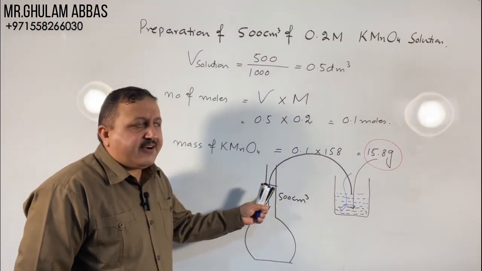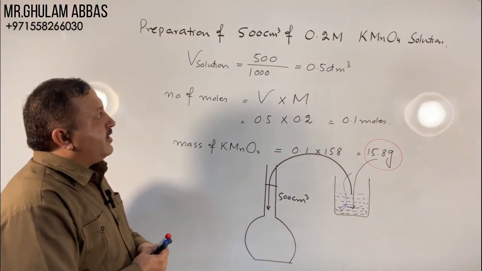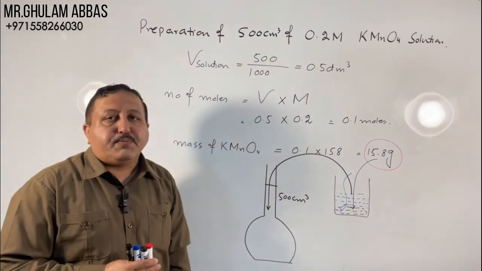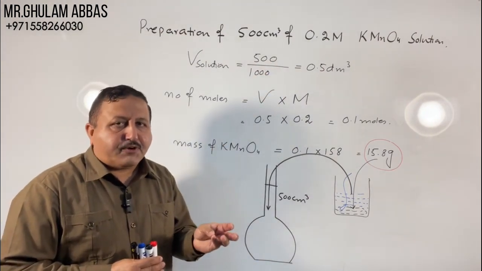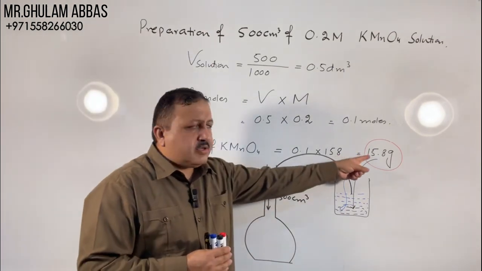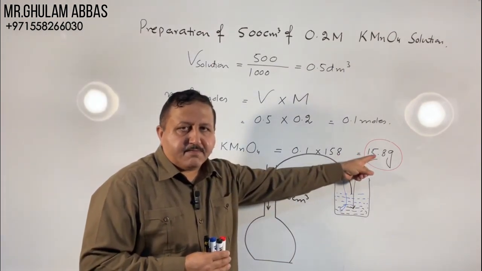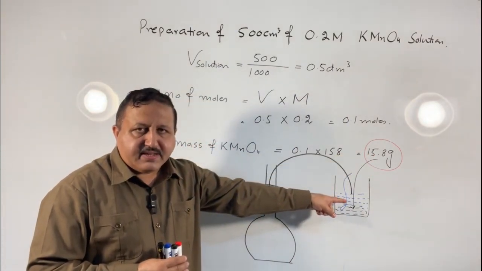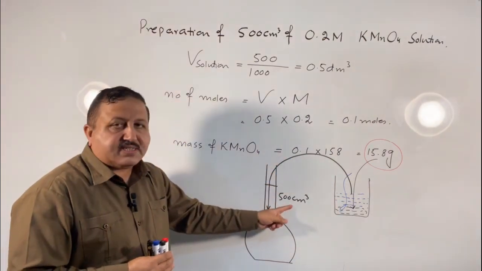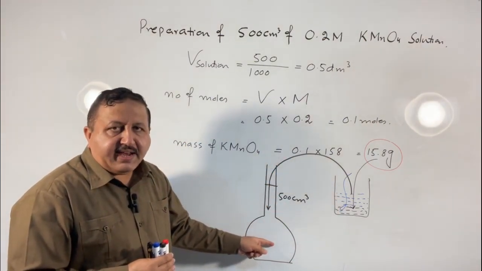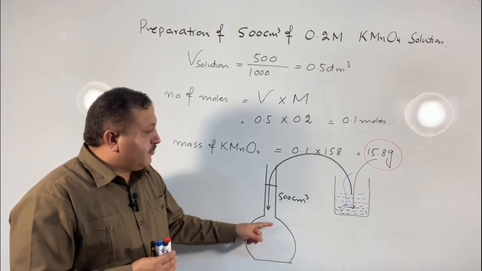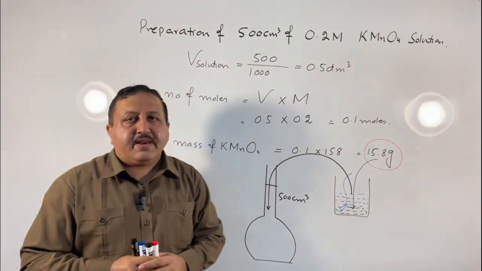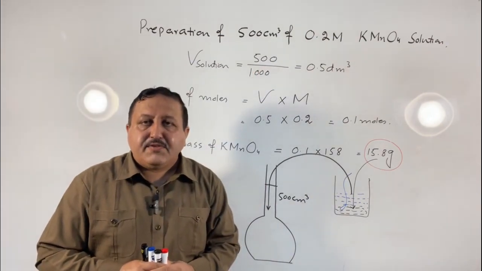This will be a solution of KMnO4 in a 500 cm cube volumetric flask, and its molarity will be 0.2. So we will write the 4 points. Weigh out 15.8 gram of KMnO4, add this into the beaker and add a small amount of water to dissolve it. Then shift into the 500 cm cube volumetric flask and add a small amount of water to make the volume up to this mark. This will be the 0.2 molar 500 cm cube of KMnO4 solution.